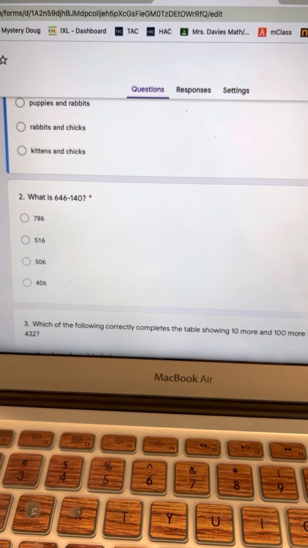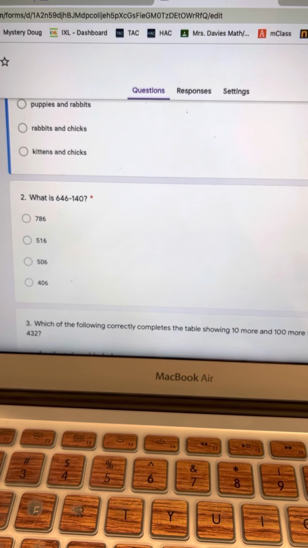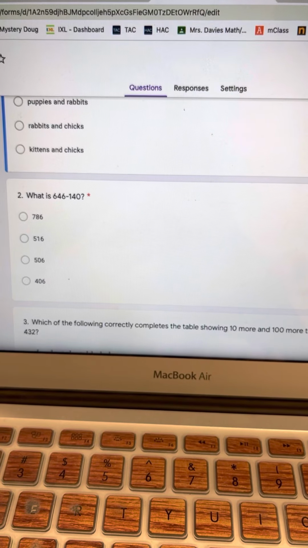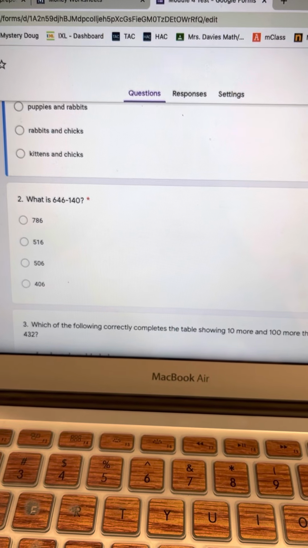Number 2, what is 646 minus 140? Please write the problem down so you can see what it looks like.